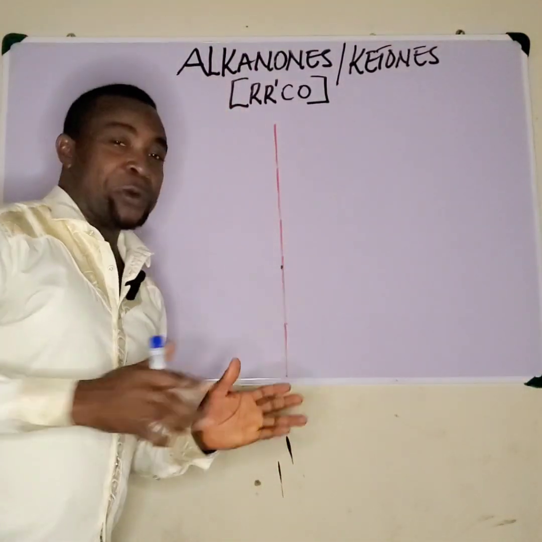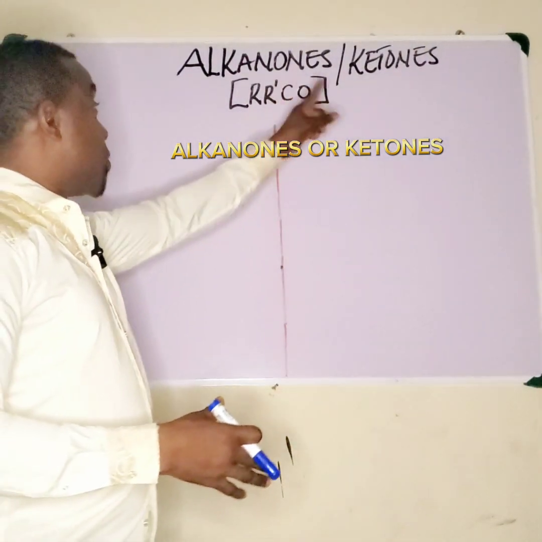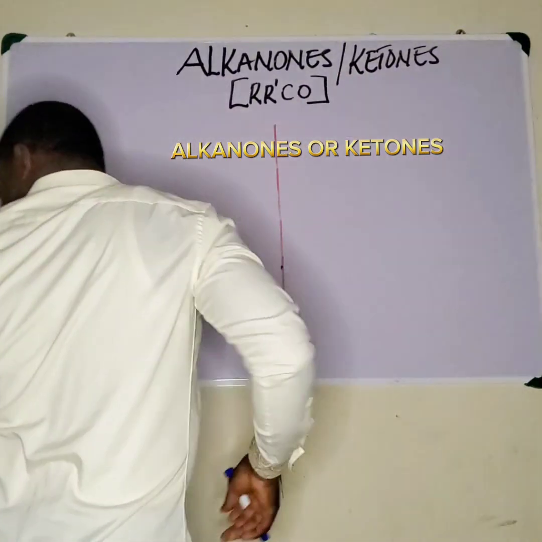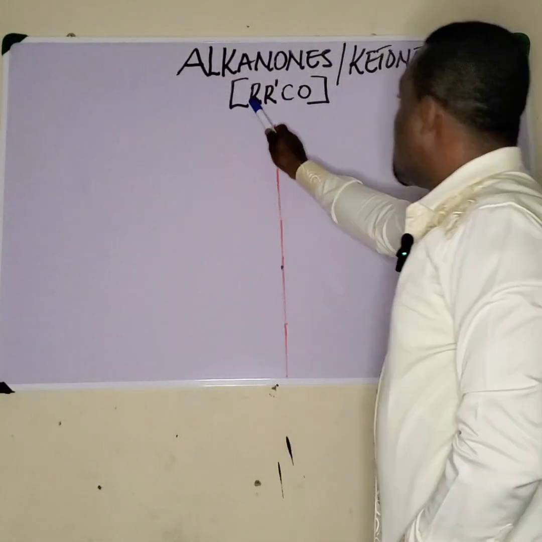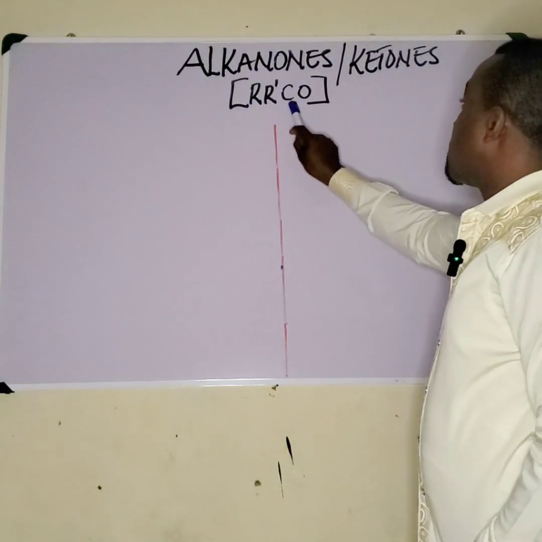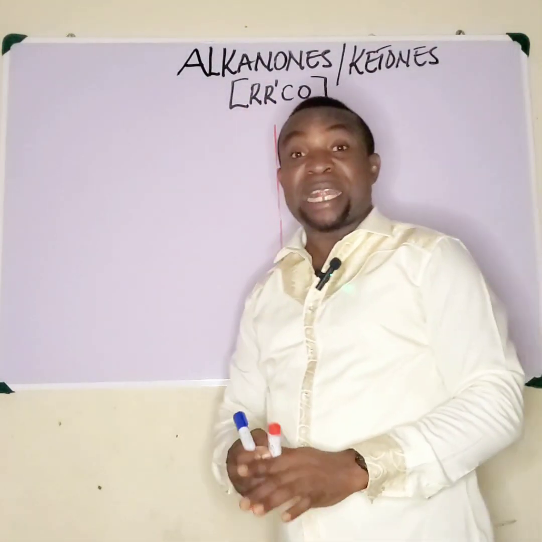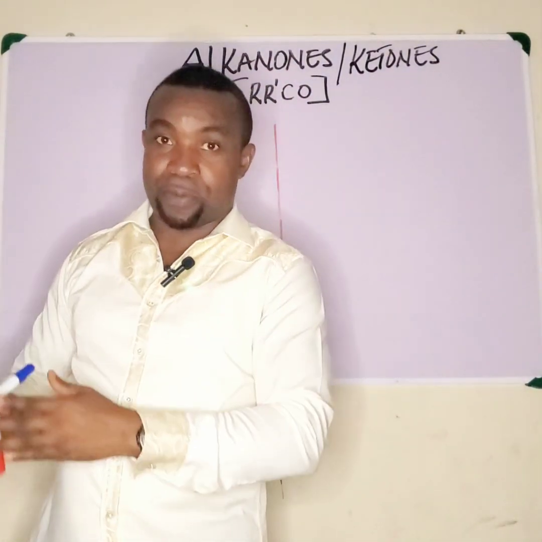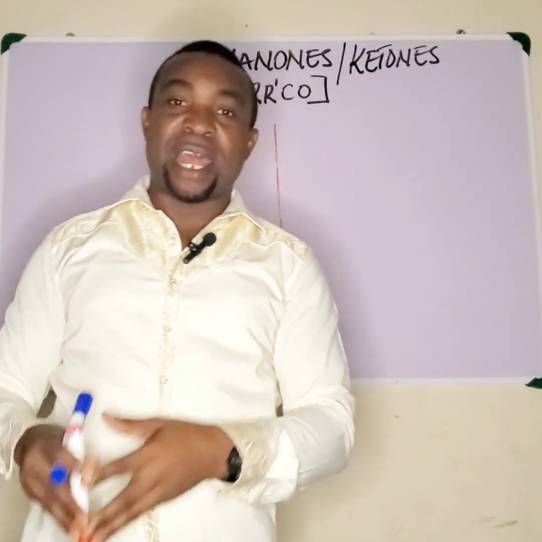Today we have alkanones. These alkanones are commonly known as ketones. Either you call them alkanones or you call them ketones. And they have the general molecular formula RCOR', where R and R' represent either two alkyl groups or two phenyl groups. The R represents either an alkyl group or a phenyl group.